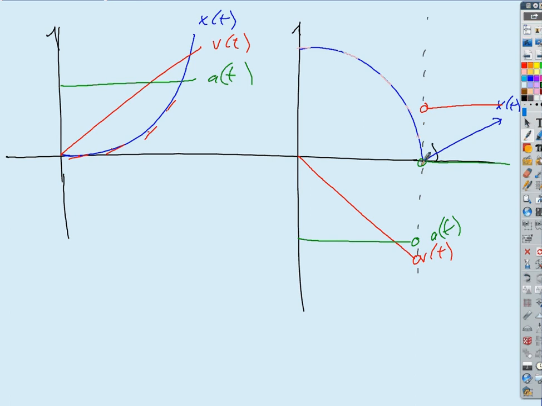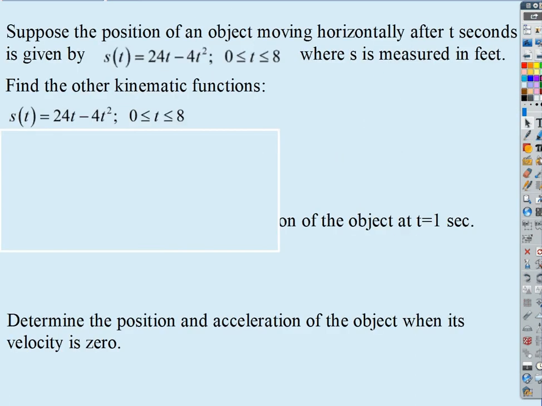Okay, so good. Now let's move forward here. Let's look at some interesting examples. I want to get to one today because there's really some cool stuff you can do with this. This is more physics than calculus, but I want you to see that the two are related by the fact that the kinematic quantities are connected by calculus. So suppose the position of an object moving horizontally after t seconds is given by this position function up here, where s is position and t is between 0 and 8 seconds. Okay, so that's a model over that time period. Where s is measured in feet, find the other kinematic functions first of all. Well, that's just calculus.